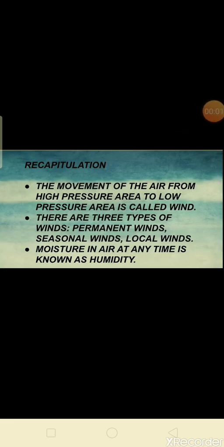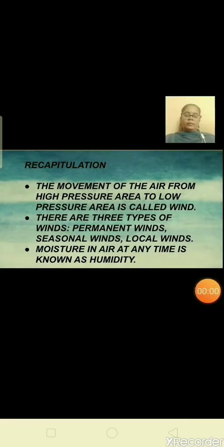With this, I end this third part of lesson number 4 of geography. But before that, let us see what we have done in today's video. We started off with the topic wind. The movement of the air from high pressure area to low pressure area is called wind. Then we understood that there are 3 types of winds, which are the permanent, seasonal, and local winds. Then we learnt about moisture. Moisture in air at any time is known as humidity.